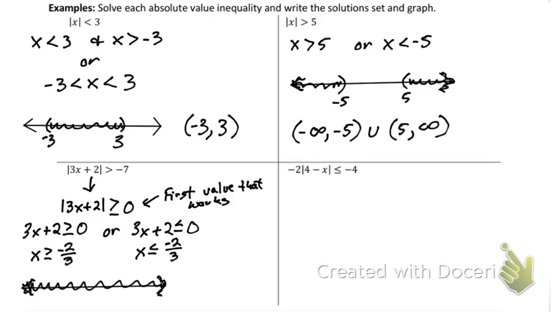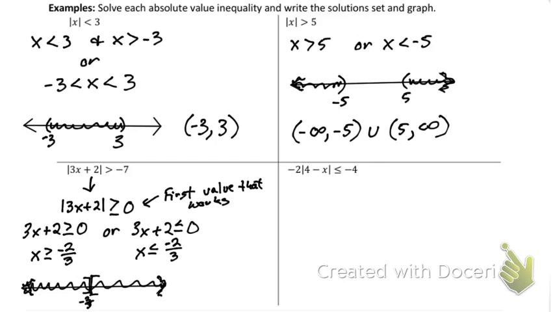So let's look at what we have here. We have x needs to be bigger than or equal to negative 2 over 3, but it also can be less than or equal to. So we basically have 2 brackets there. Bracket means I include that negative 2 over 3, and then overlap means it includes everything on the number line.